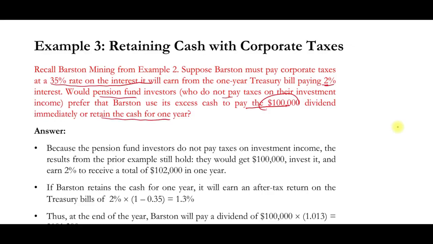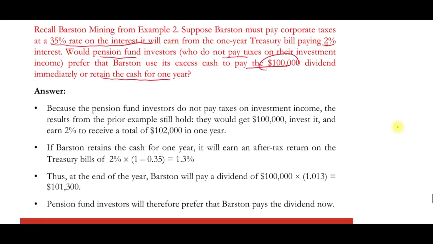Pension funds do not really pay taxes on their investment income, but the corporations do. Because the pension fund managers do not pay taxes on the investment income, the result from the prior example still holds. They would get how much? If they receive 100,000 just now and invest it at the rate of 2%, the pension holders will receive 102,000 in 1 year.